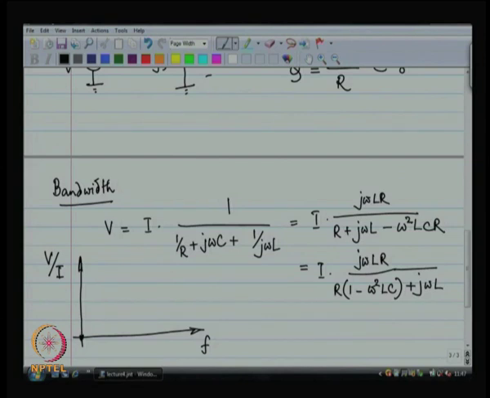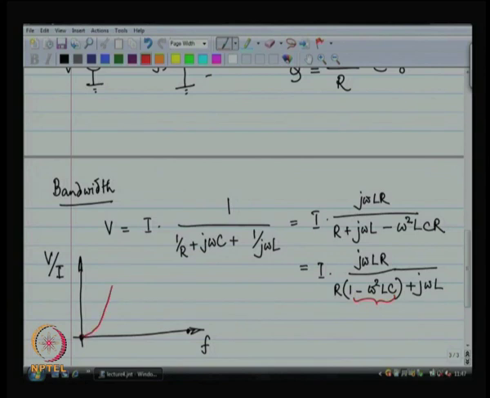At extremely high frequencies I have omega squared in the denominator. So, therefore, V by I is again going to be asymptotically equal to 0, and at omega squared equal to 1 by L C, this factor is going to cancel out, which means that V by I is just going to be equal to R.